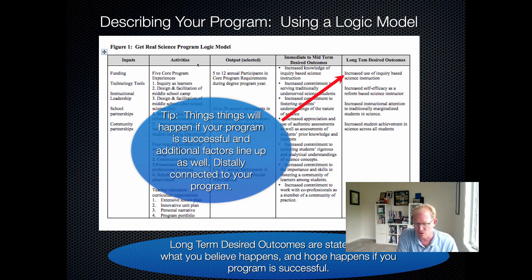So you have these resources that connect explicitly to these activities, which are then connected explicitly to the outputs, which are then again explicitly connected to what are realistic and logical immediate outcomes, which are then connected, if those outcomes happen, conceptually to what could happen in the longer term should those immediate outcomes occur. And so that's really the idea of a logic model.